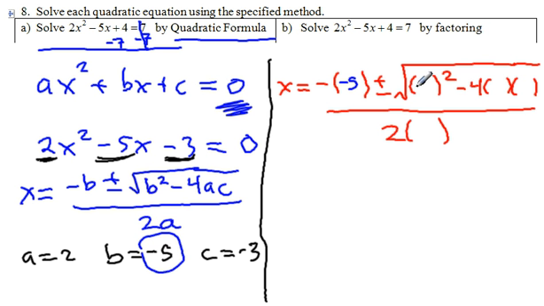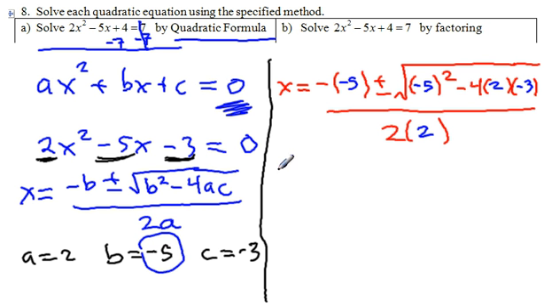B squared, so negative 5 squared, minus 4ac, where a is 2 and c was negative 3, and then 2 times the value of a, which is 2 times 2. So that's my numbers plugged in.